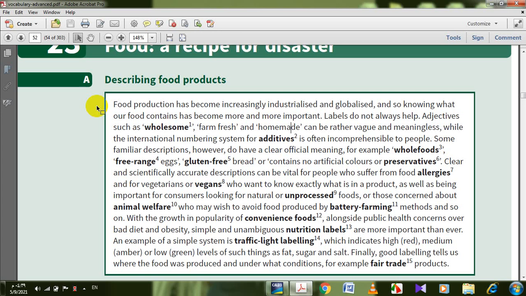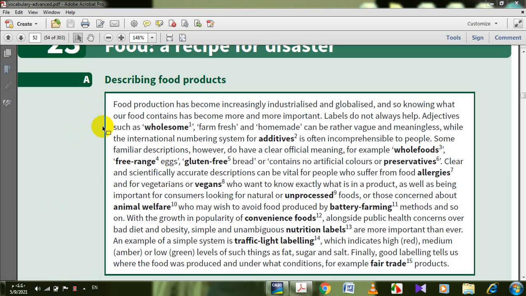An example of a simple system is traffic light labeling, which indicates high (red), medium (amber) or low (green) levels of such things as fat, sugar, and salt. Finally, good labeling tells us where the food was produced and under what conditions. For example, fair trade products.